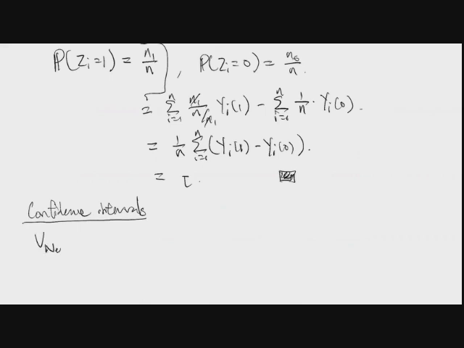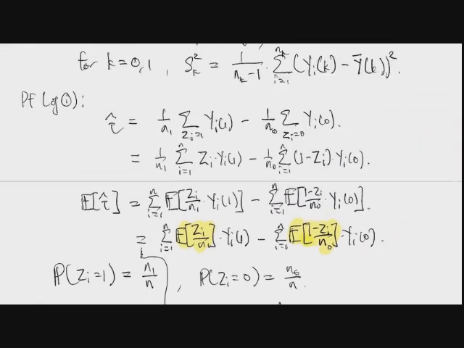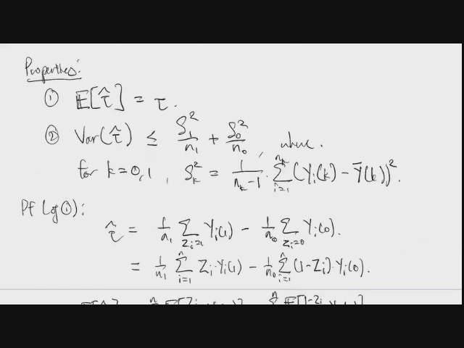Let's first introduce a notation. I'm going to use V Neyman to refer to this bound over here.